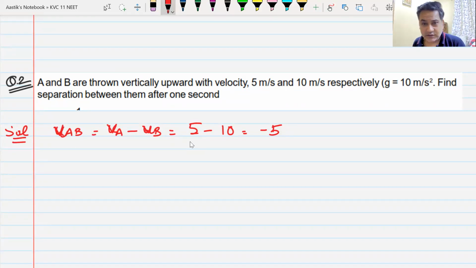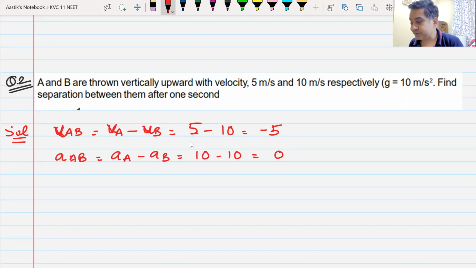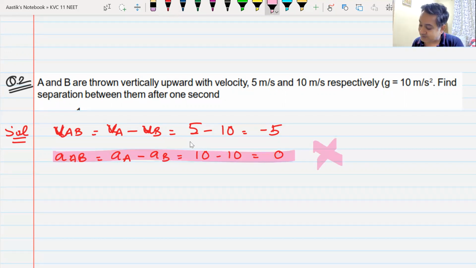They have been thrown in air, so they also have accelerations. So we find the acceleration of A with respect to B. That will be equal to acceleration of A minus acceleration of B. Now both are under gravity, so their accelerations are the same. Therefore, this part becomes 0. Do we understand this?